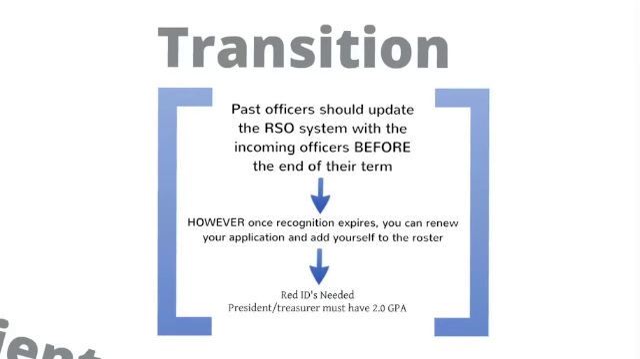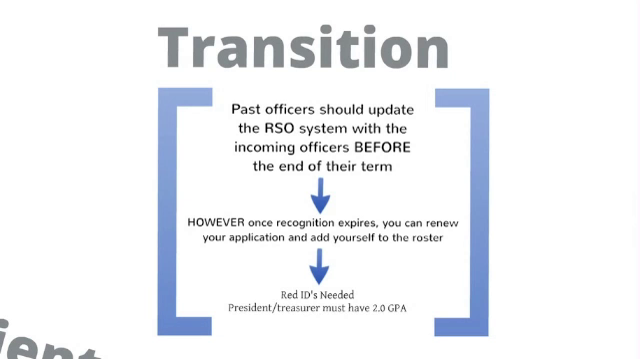So first, you want to make sure that the outgoing officers do a proper officer transition. You want to make sure that your past officers are updating the RSO system before the incoming officers begin their term. This is really crucial if you elect your officers in the beginning of the spring semester, because your recognition application will be current in our system. It will not have expired yet, so it's important you go ahead and put the new officers in there so that they can log in with their red ID numbers to make any changes to the roster or to even get into the event approval system.